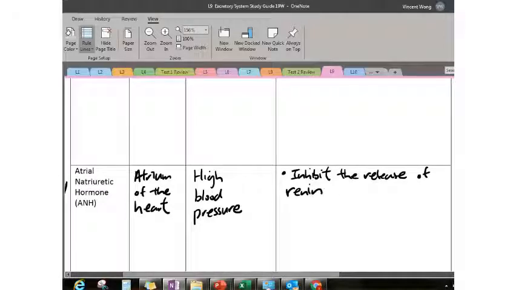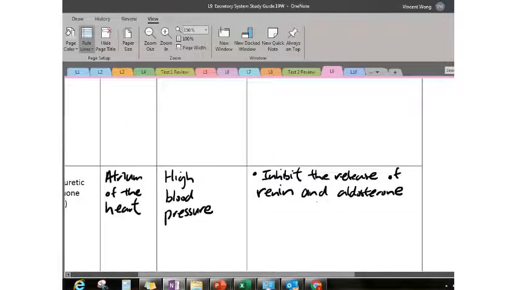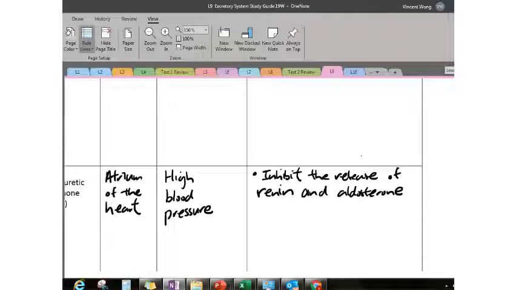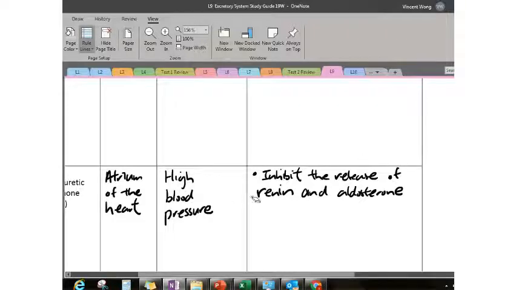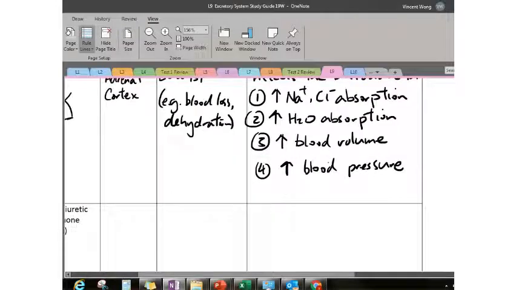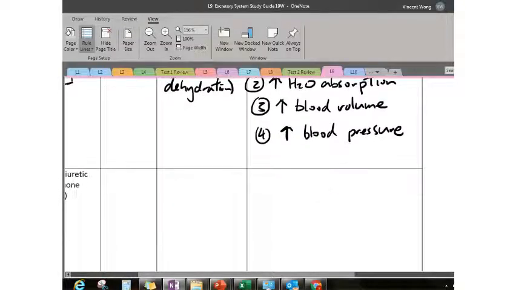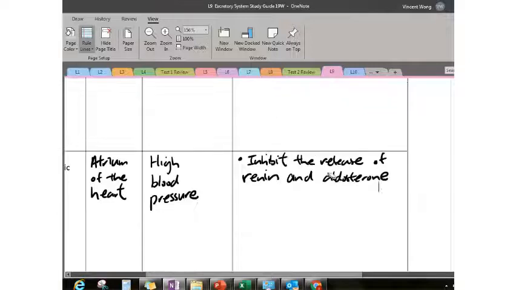and aldosterone. So if you don't have renin, then you're not going to be able to trigger the release of the angiotensinogen. Basically, you shut down the RAS system by inhibiting the release of renin. By inhibiting aldosterone, you will not be able to increase the blood pressure, which is what we want. We are having high blood pressure, we want to bring it down. So by inhibiting aldosterone, that's a good thing.